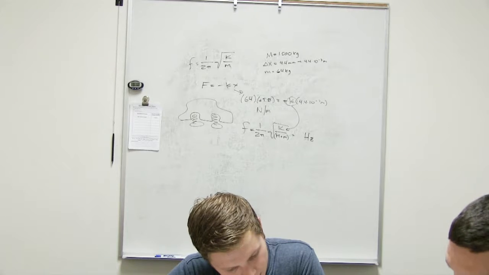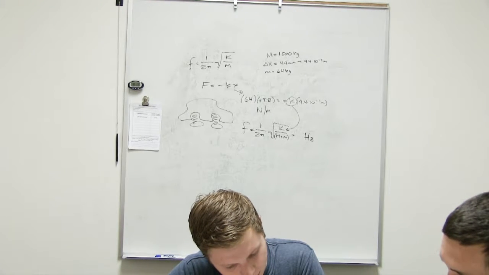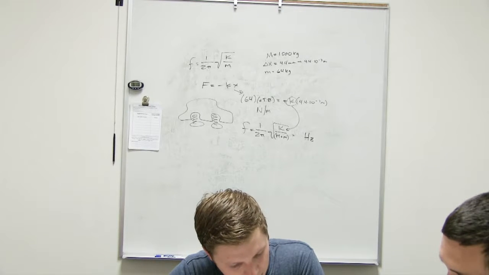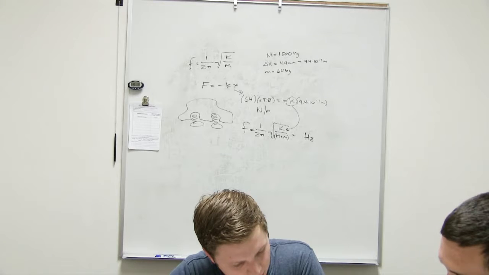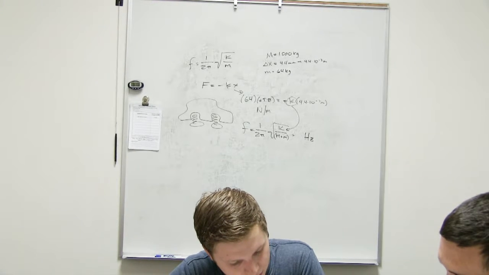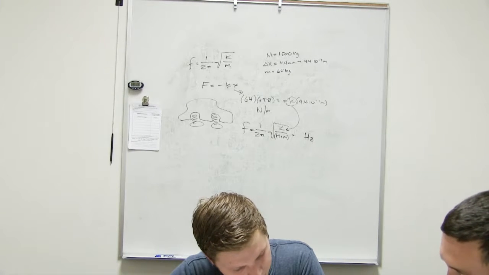So an 8-gram bullet is suddenly shot into a 4-kilogram block that is at rest on a frictionless horizontal surface. As shown in the figure, the bullet remains lodged in the block. The block then moves against the spring constant and compresses it by 0.3 centimeters. The force constant, spring constant of the spring is 250 Newton per meters. What is the initial speed of the bullet? Okay.